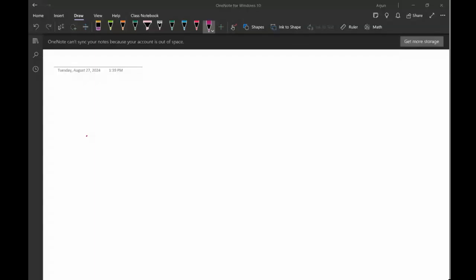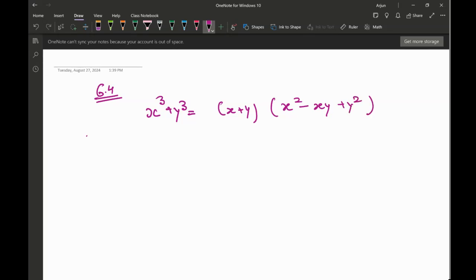Welcome back, folks. In today's class, we will continue talking about chapter number 6, and we're gonna start with chapter 6.4. And in this, we will talk about the sum of cubes and the difference of cubes. So the formula, one more time, I'll write it: x cube plus y cube is equal to x plus y, and x square minus xy plus y square.